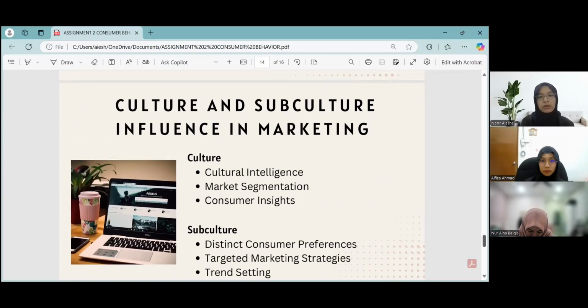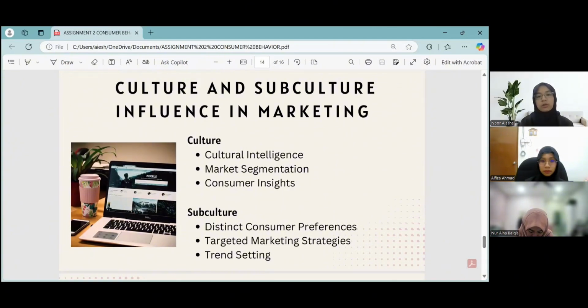Next is the culture and subculture influence in marketing. For culture, the influences are cultural intelligence, market segmentation, and consumer insights. For the subculture, distinct consumer preferences, targeted marketing strategy, and trend setting.